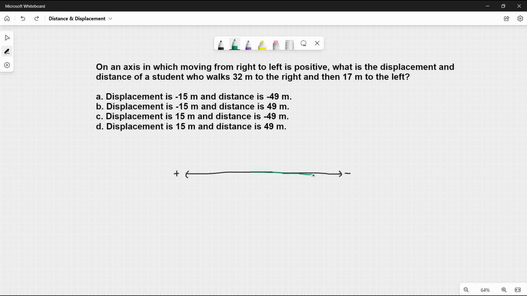Now the student walks 32 meters heading to the right, so that's negative 32, and then 17 meters to the left, positive 17. Negative 32 plus 17 meters. And this gives us negative 15 meters.